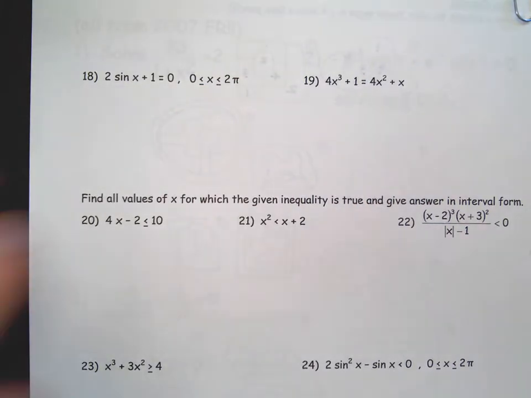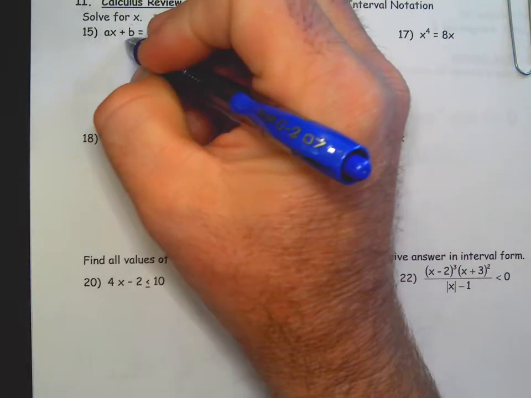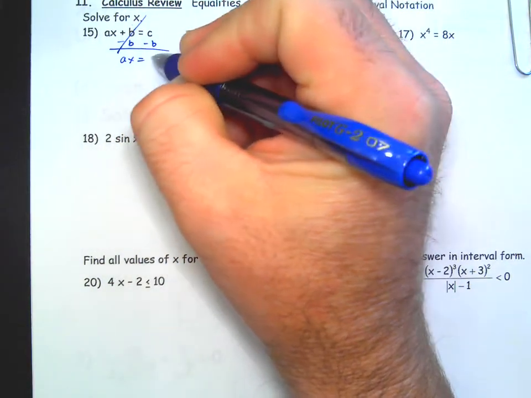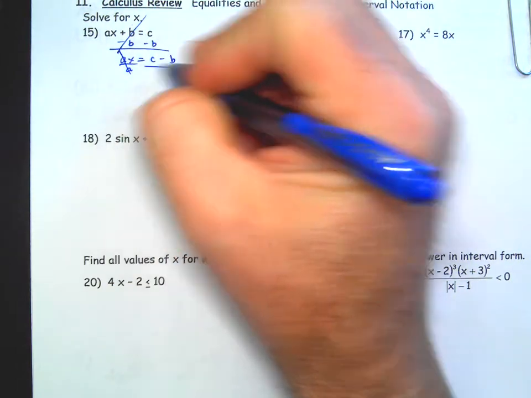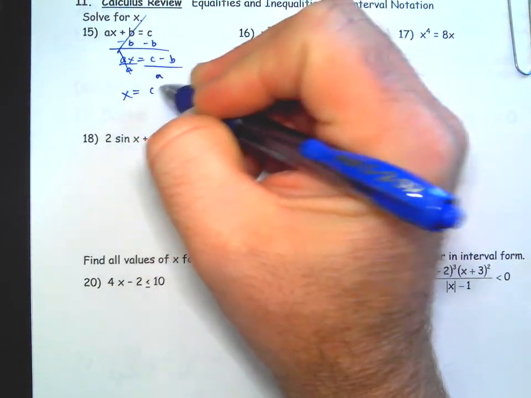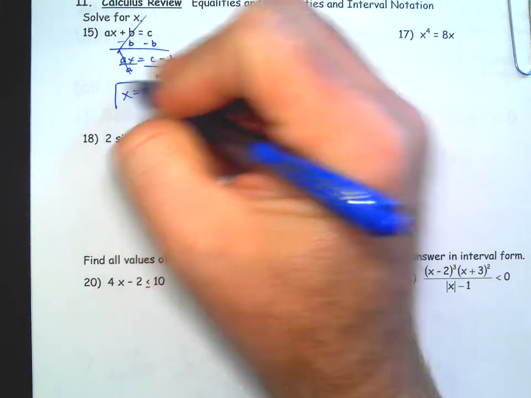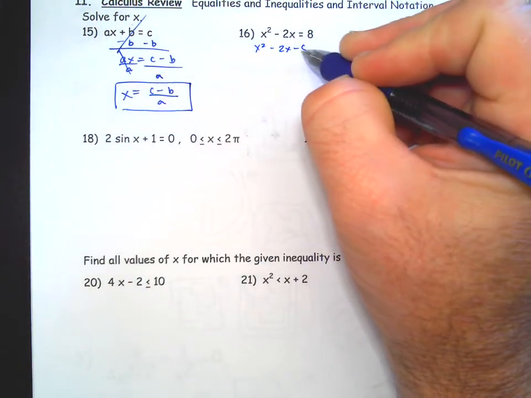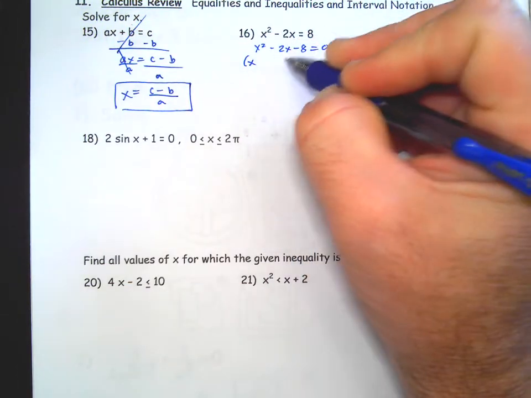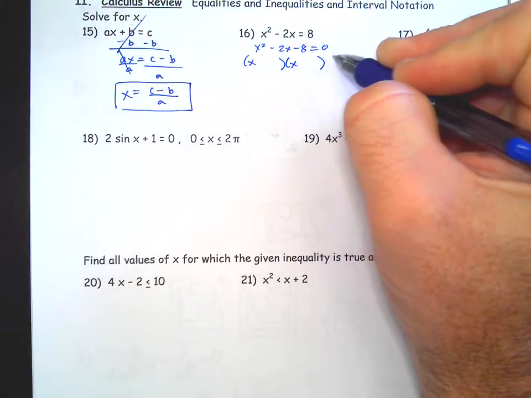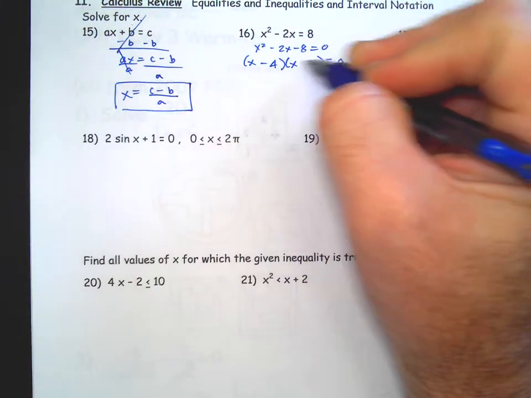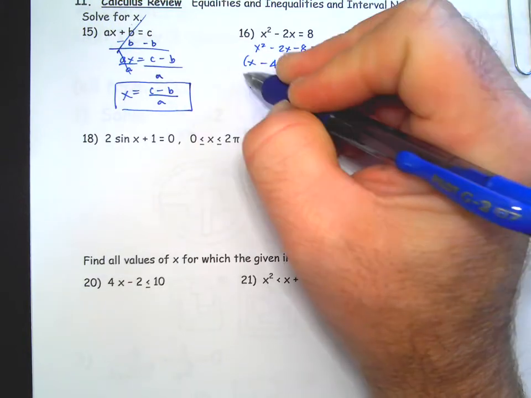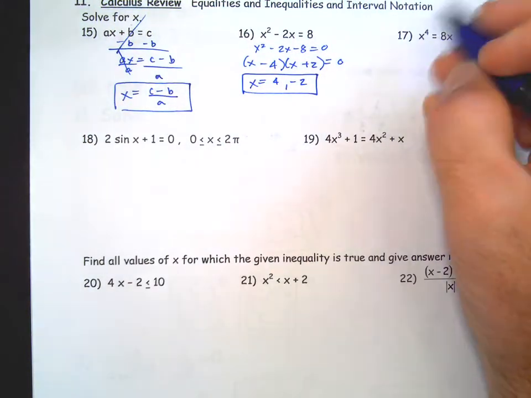First equation is linear. You're solving for x, so you're just trying to get x by itself. Divide by a. X equals c minus b over a. There you go. Second one, move everything to one side. Factoring is easier than quadratic formula if it has rational roots. So let's try it. Minus 4 plus 2, that looks good. X equals 4 and negative 2, zero product property.